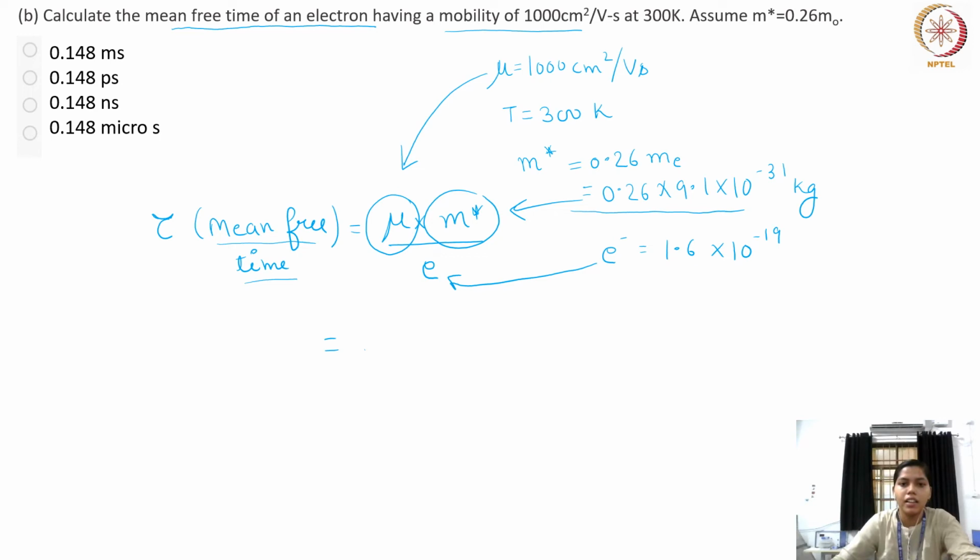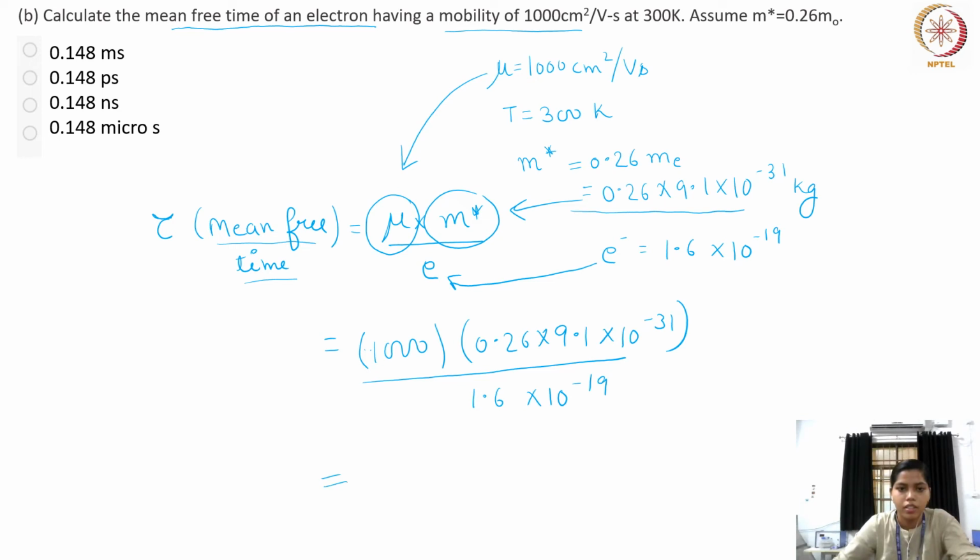So when you put all the values here, 1000 multiplied by 0.26 multiplied by 9.1 into 10 raised to the power minus 31, then divided by 1.6 into 10 raised to the power minus 19. So now you can calculate, I think. Basically when you solve this, you will get the answer 0.148 picosecond, and picosecond can be represented as 10 raised to the power minus 12 second, correct?